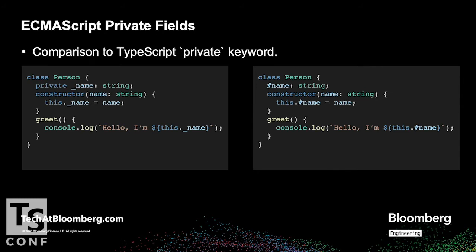Some people say that hash is the new underscore, since underscore is the pattern that's typically used to denote a private field in JavaScript. One of the advantages of ES private fields is that you get runtime privacy. So you can't cast away to any in order to access private members of a class. You really need to have the code be within the class in order to access a hash foo property.